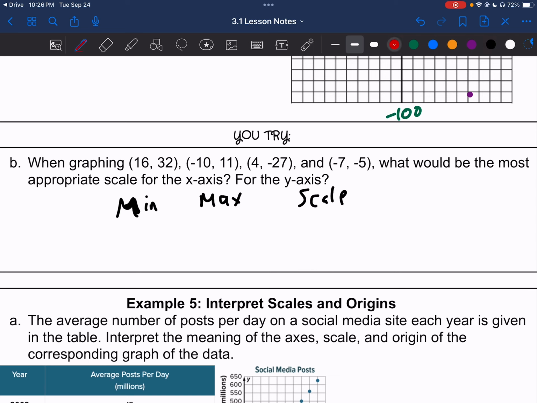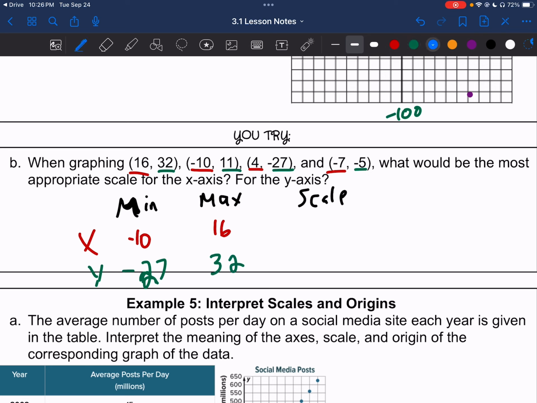So for my x values, we've got 16, negative 10, 4, negative 7. So negative 10 looks like my minimum. My highest of those four numbers is 16. For my y values, my minimum, well, let's see, we got 32, 11, negative 27, and negative 5. So I'm going to get negative 27. And the largest of those is positive 32.